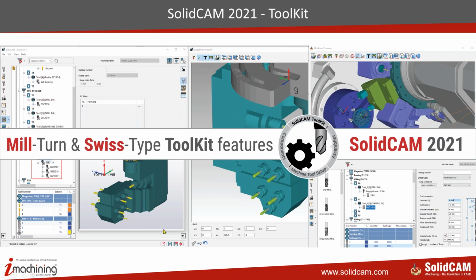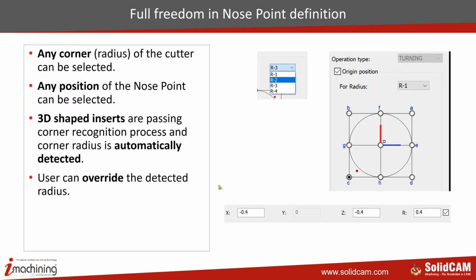Unfortunately I can't show everything that we did. It would take a little more time than we have, but I will try to show the major features that we developed and what we can show as power tools for the next versions. Okay, so let's start from simple things. The nose point definition. As you know, in previous versions, the nose point was not completely free. It was only one radius on the cutter, and you had a limited number of options to select the nose point.